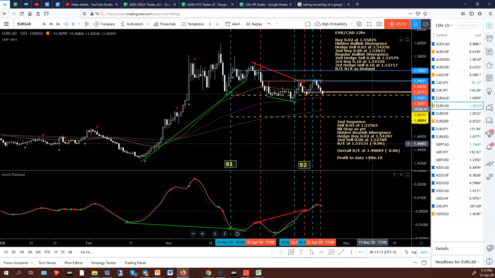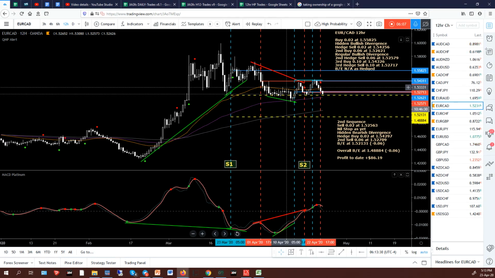Overall break even for all trades is down this yellow line. So it's very similar to the CAD Swiss, just reversed. Overall break even down 4,884. So it's down here somewhere. So we'll just concentrate on this sequence first, then we'll worry about the other one. And we'll add to profit, hopefully.